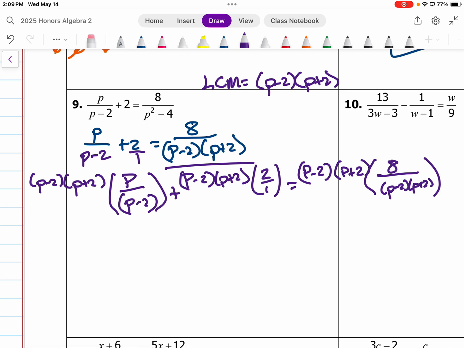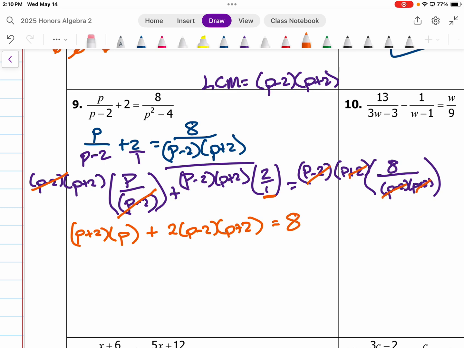And then now I'm ready to reduce stuff. Okay? Man, this is the long part. All right, so the P minus 2 in the bottom, in the first fraction, cancels the P minus 2, and I'm left with the P plus 2 times P for the first term. Then I have a plus sign. Well, the denominator is 1, so really I don't have anything to cancel, so I'm left with multiplying 2 times P minus 2 times P plus 2. I got to multiply that out. And on the other side of the problem, both parts of that denominator go away, and I'm just left with 8, the numerator.